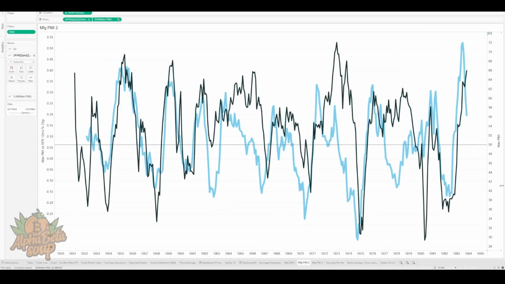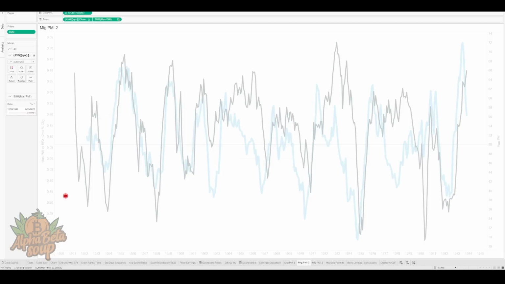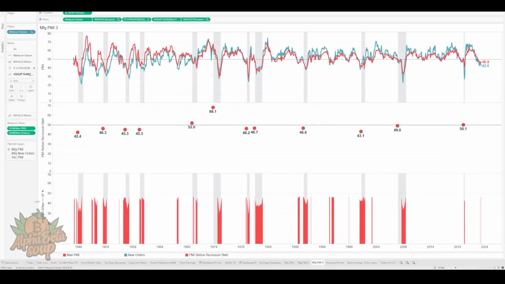It's still true back then. So this is something important for us to watch. They've always had a close relationship with each other. I don't think a lot of people understand that. And this was another view I made when I was studying the viability of PMIs.